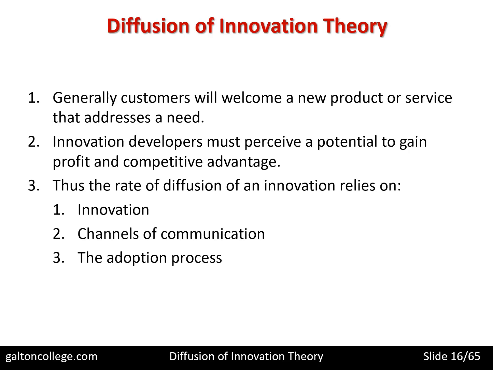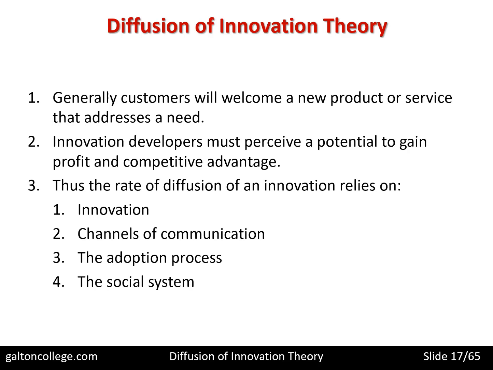It'll also depend on the adoption process. Customers have to adopt it. Customers have to want the product. If customers are slow to adopt it, then the rate of diffusion will be slowed down. If customers are fast to adopt it, it'll spread very rapidly, and there will be a lot of the product put on the market because customers are adopting it very fast. So it depends on the customers and their adoption rates.